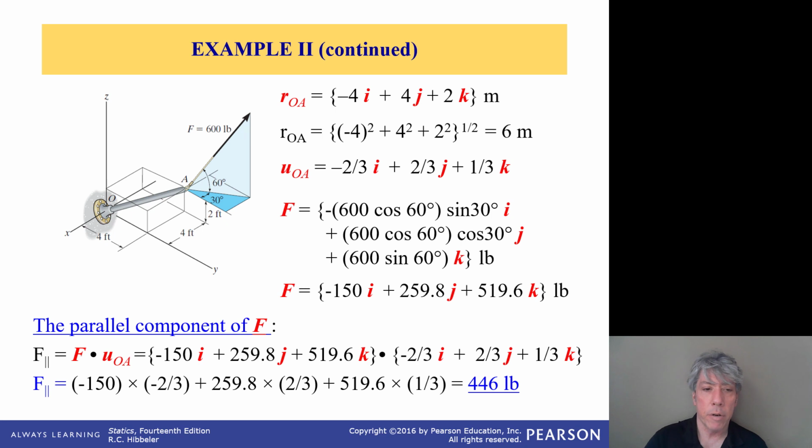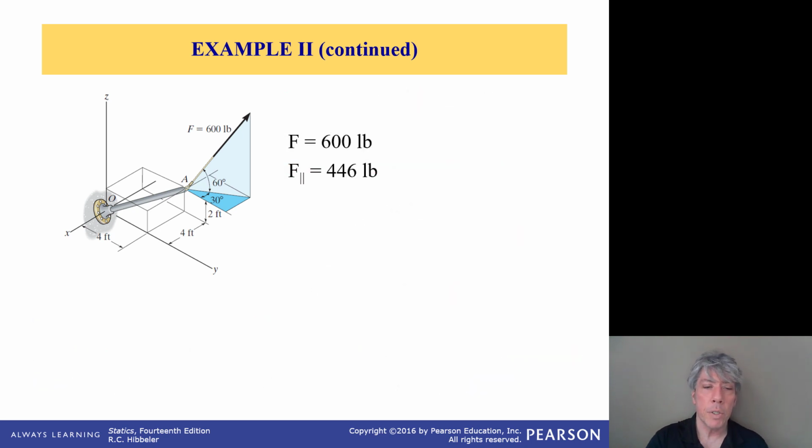And you see that's 446 pounds. So that's the component of the force F projected onto line OA. So now we've got the magnitude of the force. We've got the magnitude of the force that's parallel to the pole.